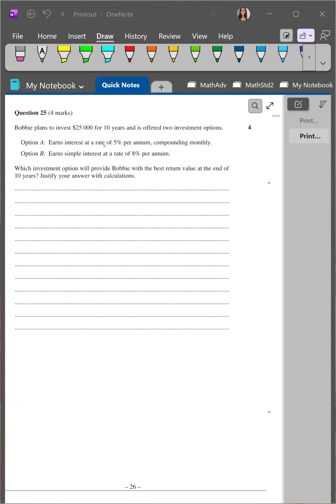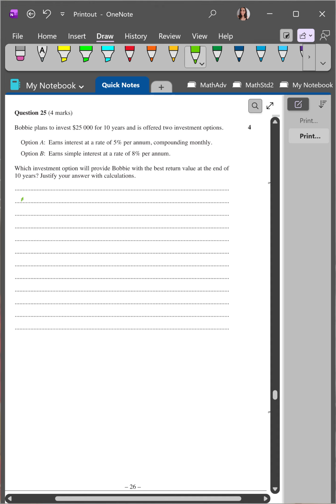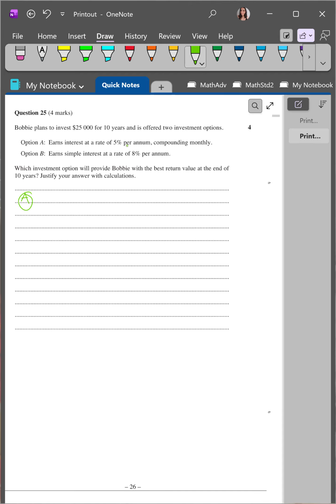Okay, let's do a calculation for option A and option B. So firstly, let's do A. Option A says Bobby earns an interest rate of 5% per annum compounding monthly. So compounding means we're going to be using the compound interest formula. So the compound interest formula is future value equals present value times 1 plus the rate to the power of the period.